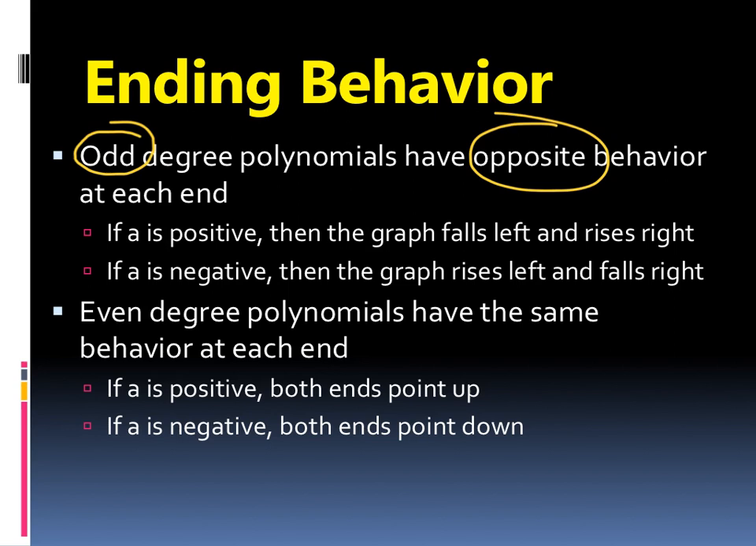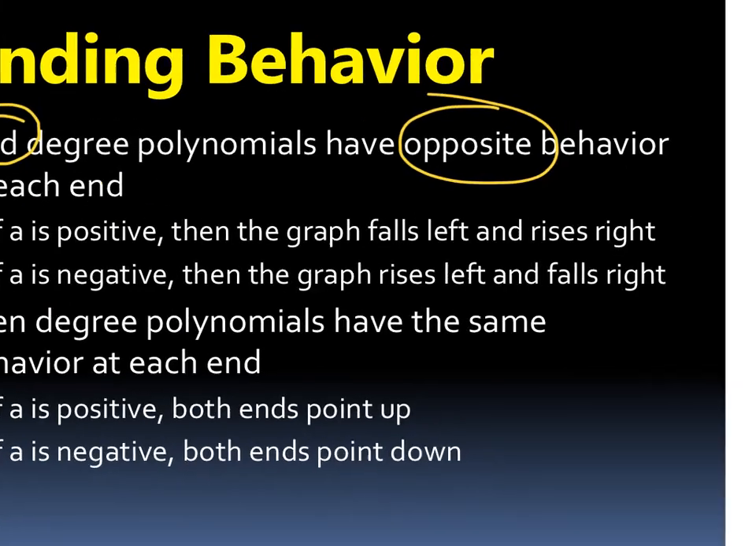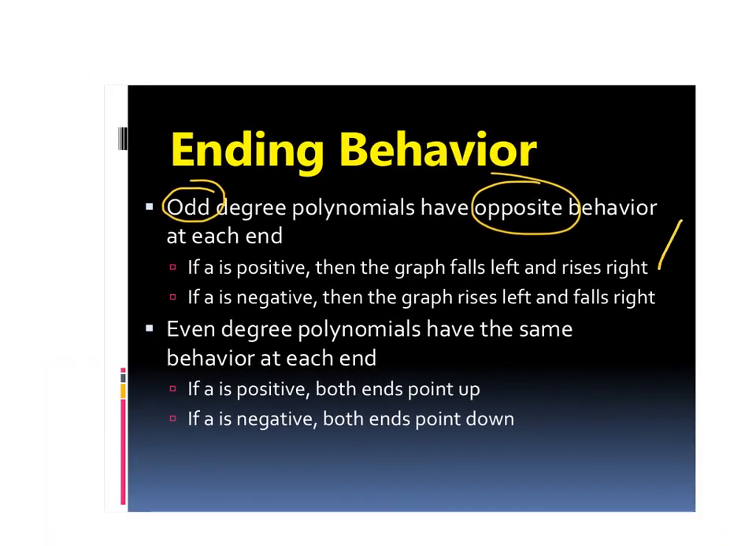Okay. If it's positive, think about a cubic graph or even a line. If it's positive, on the right-hand side of the graph, which way is that arrow going? Up or down? Up. On the left-hand side of the graph, which way is it going? Down. So if you had a positive odd function, you would tell me that it rises right and does what on the left? Falls left. If it's negative, think about a negative line. It goes this way. What's happening on the left-hand side? What's happening on the right-hand side?